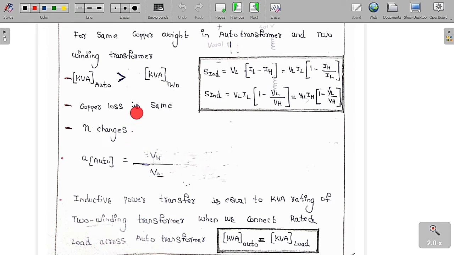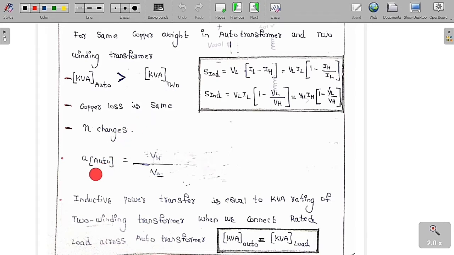So always, for the same amount of copper weight in auto transformer and two winding transformer, the kVA of the auto transformer is always greater than the kVA of the two winding transformer, and the copper loss is same in both the cases, and the efficiency is going to change.